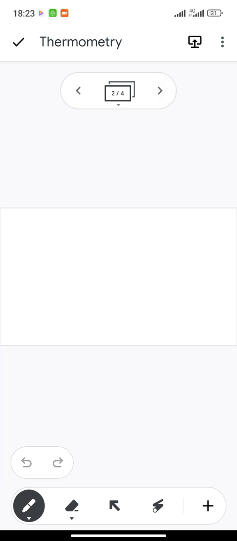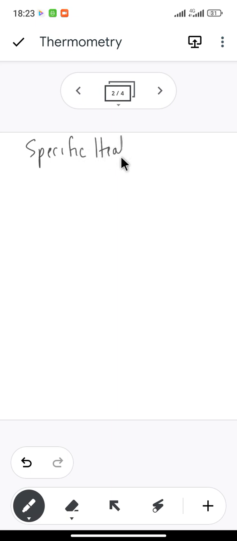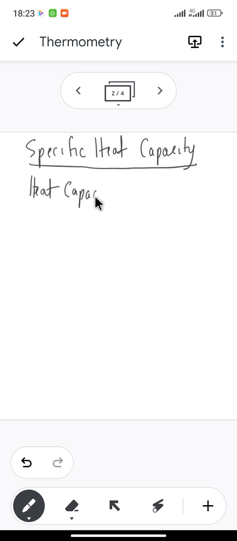This is basically just the intro. Then we go over to the next phase, which is to talk about specific heat capacity. Now, before we talk about specific heat capacity, we need to talk about heat capacity. Now, what's the difference between the two? They have very similar definitions, but the difference is just when we talk about unit mass.